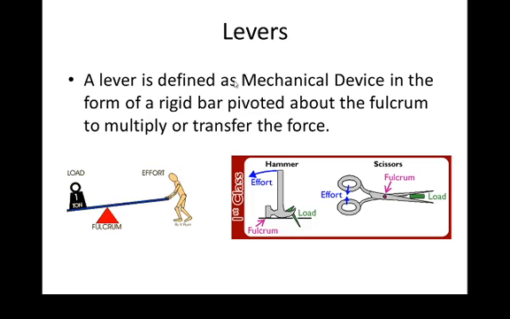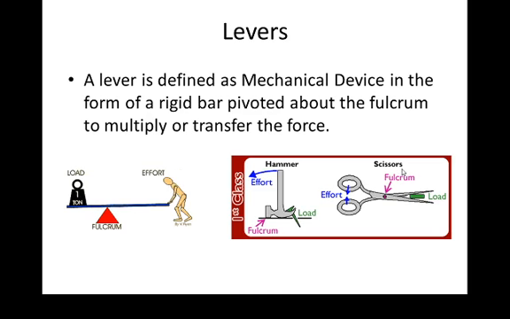For example, we want to remove a nail from the wall. To remove it directly requires a certain greater amount of force, but if you use this type of lever, which is supported at the fulcrum, meaning it is a support, we apply the effort, the fulcrum is supported, and the nail will be removed easily.